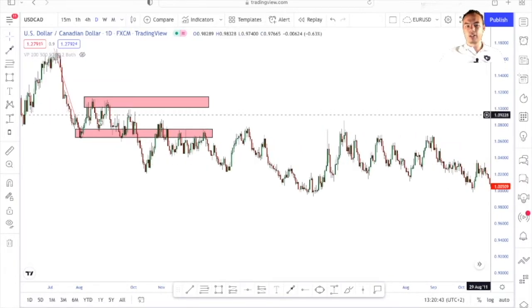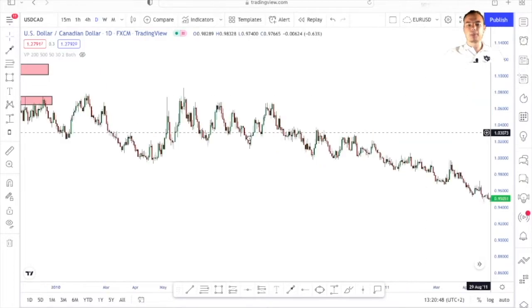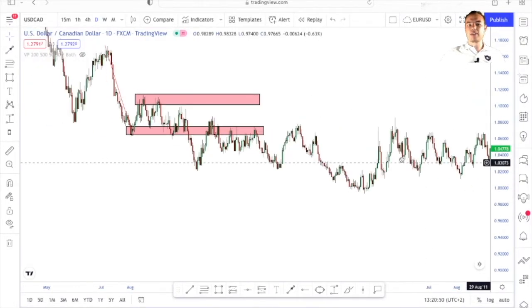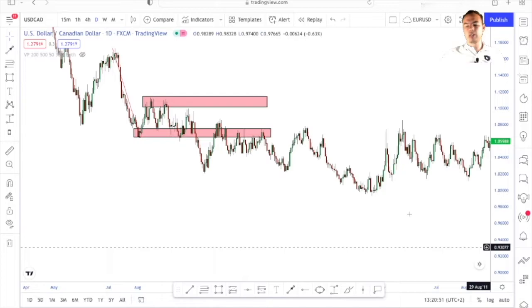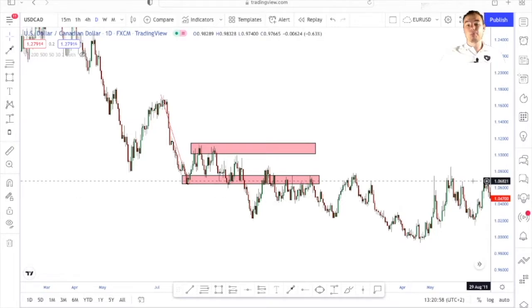Obviously, if the consolidation is not perfect, the rest of the move won't be that perfect, but nonetheless, it was valid. It decreased, it sort of consolidated. That's a bearish flag, bearish rectangle, whatever you want to call it.